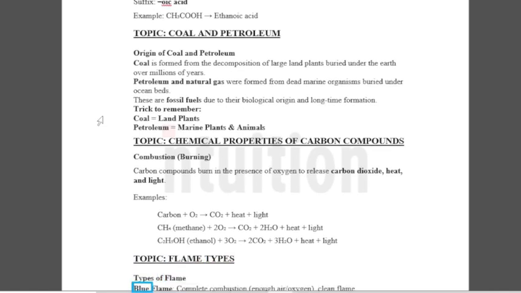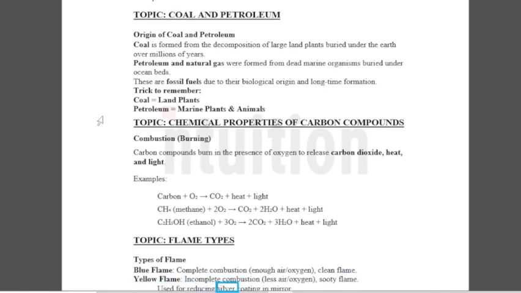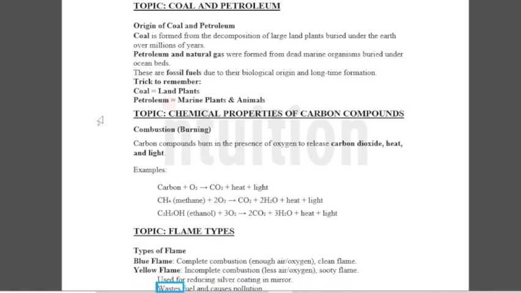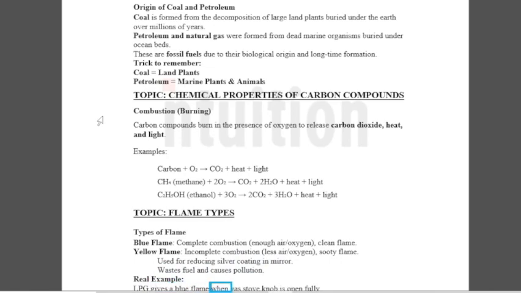Types of flame. Blue flame: complete combustion, enough air or oxygen, clean flame. Yellow flame: incomplete combustion, less air or oxygen, sooty flame, used for reducing silver coating in mirror. It wastes fuel and causes pollution. Real example: LPG gives a blue flame when the gas stove knob is open fully.